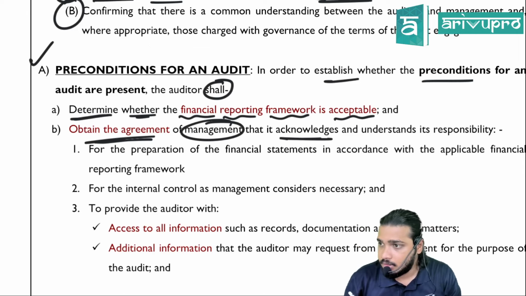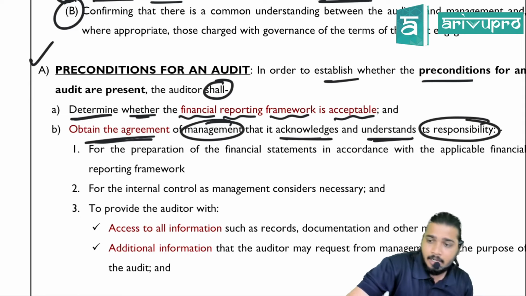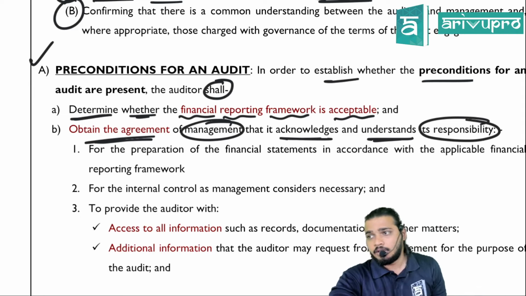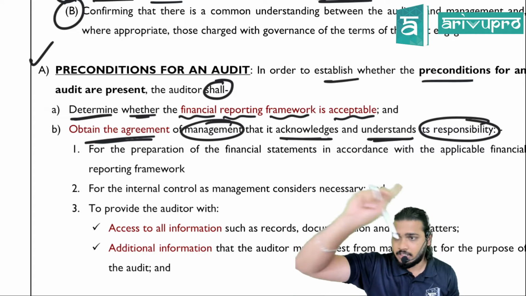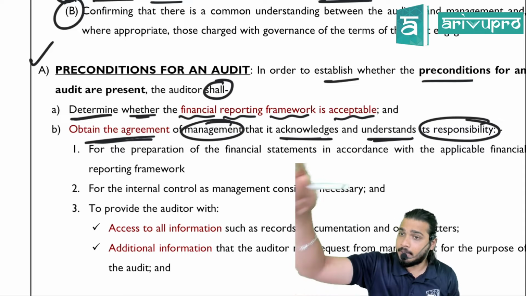Agree and accept and understand its responsibility. Sir, what is management's responsibility, sir? These are the management's responsibility. Number 1. Now in first chapter we had seen. Clear? I told you we'll be seeing in detail in chapter number 11.